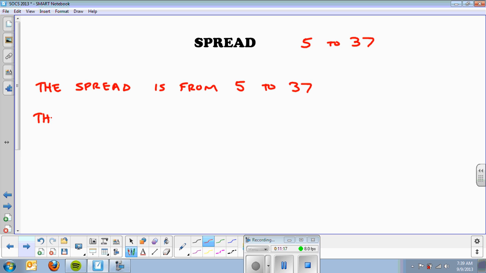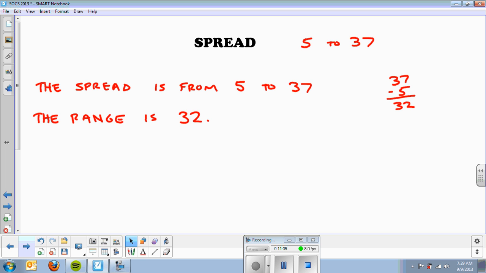This other thing I talked about is called the range. The range is, and this is a common error, if I take 37 minus 5, the high minus the low, I get 32. The range is 32. It's a single number. The spread is the low to the high, and that's a common mistake. You don't want to say that the range is from 5 to 37. The range is this single number you get when you subtract the low from the high.